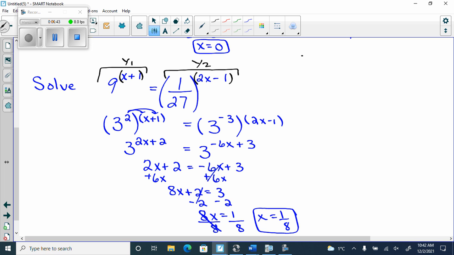Make sure your exponent is in brackets. Whenever we do y1, y2, what are we finding? Where the two graphs intersect. So we're going to go second, trace, 5, enter, enter, enter.